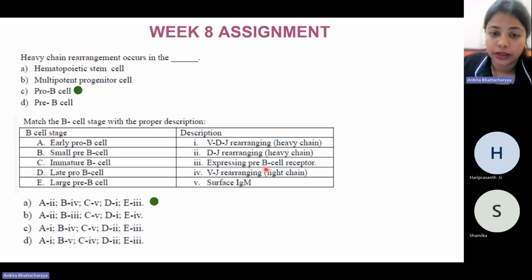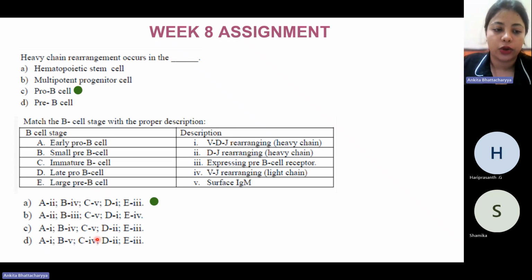You need to keep in mind the fact that each of these options has heavy and light chain both, so please don't confuse the two. When we talk about VDJ rearrangement for the heavy chain, that is occurring in a different stage, here in the late pro-B cell. So if we go sequentially, first comes the early pro-B cell, where you can see DJ rearrangement is occurring in the heavy chain, following which VDJ rearrangement in the heavy chain is coming in the subsequent step, which is for the late pro-B cell. So that is D1.